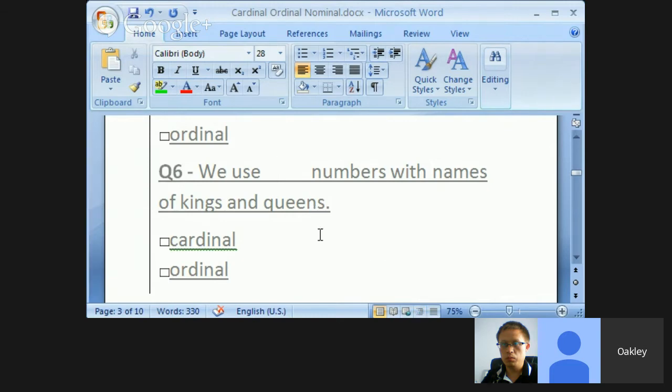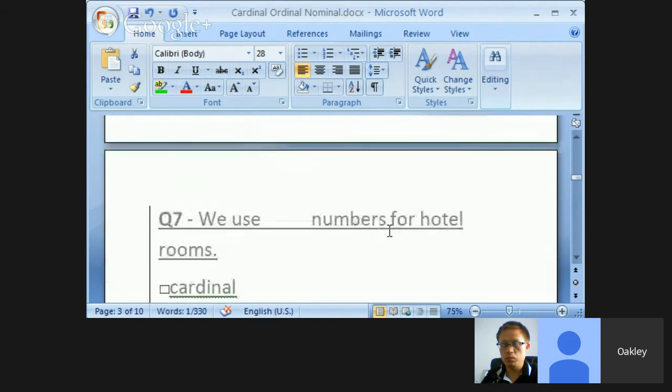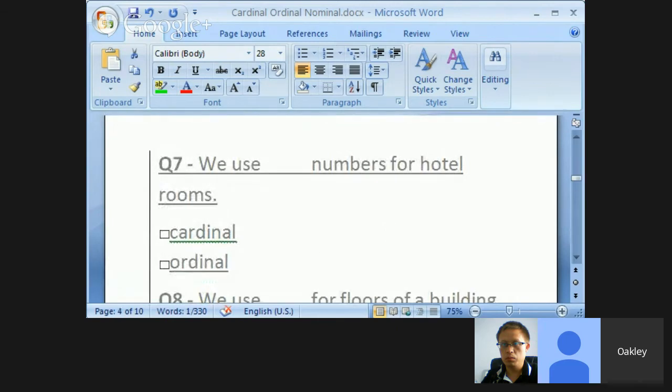Ordinal number, I think. Certainly. For example, Louis the 14th, Henry the 8th. Yes, indeed. Ordinal, for sure. Okay.